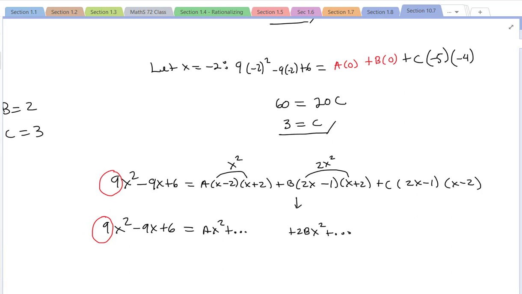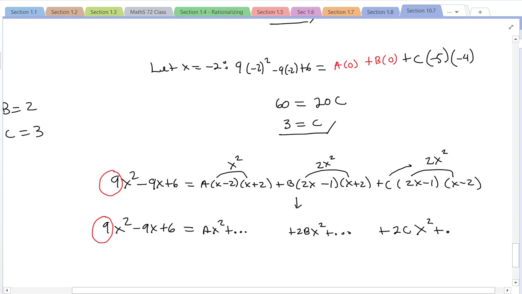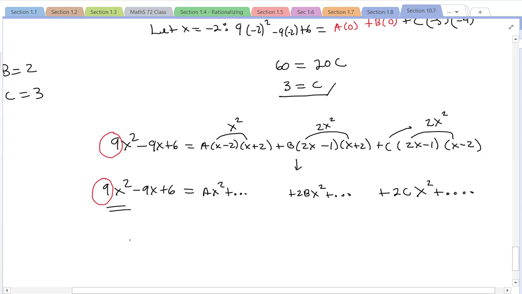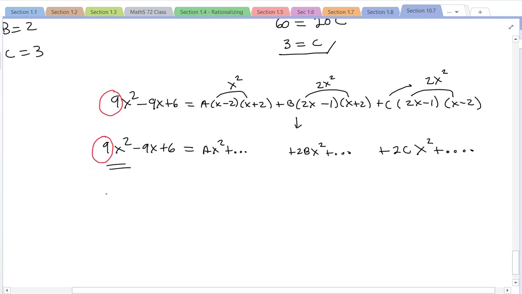And I'll do the same thing for c. For c, I'm going to have 2x times x, so again it's 2x squared times the c. So I'm going to have plus 2c x squared plus the other stuff that follows after I FOIL everything out. Again, I'm only looking at the x squared term, and so now I can see that 9 is going to equal a plus 2b plus 2c.